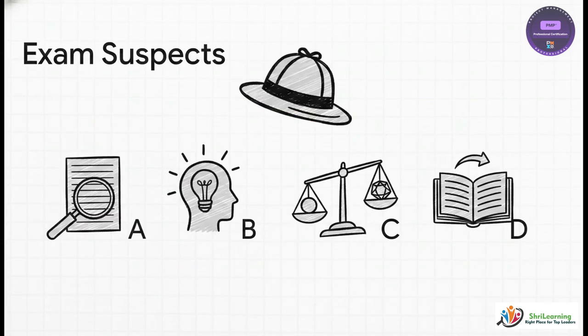Let's line up our 4 suspects. Option A, review the requirements documentation. Option B, conduct a brainstorming session. Option C, perform a cost-benefit analysis. Or Option D, update the lessons learned register. Take just a second to really look at these. Based on what you know right now, lock in your guess. Got it? Okay, let's see if your intuition holds up.